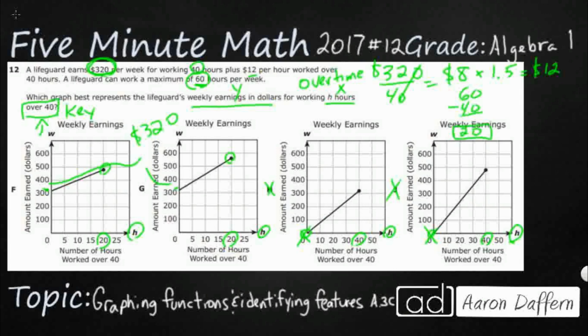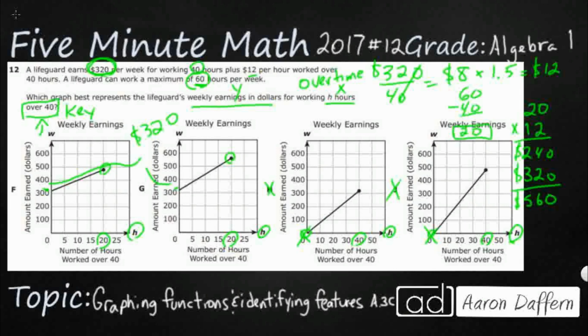Let's calculate the endpoint, right? So if I get an extra 20 hours, and I'm working 20 hours for $12 each, right? That's going to give me $240 extra. Now, I need to put that on top of the $320 I've already earned. And that is now going to give me my total weekly earnings of $560.